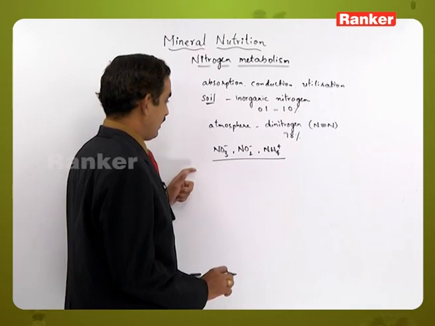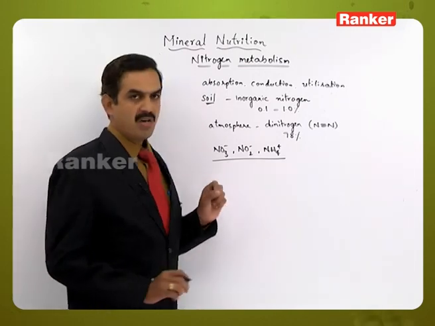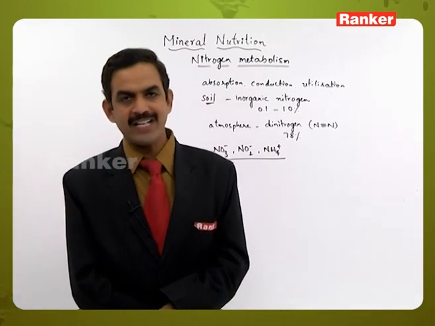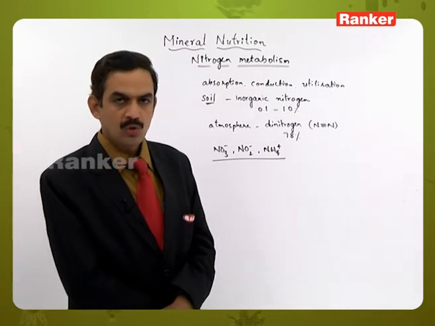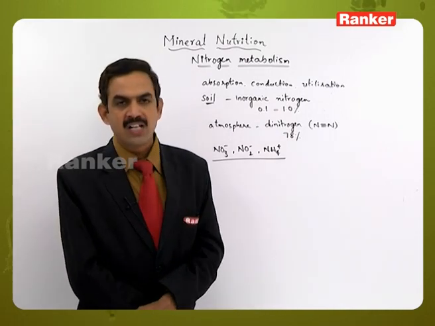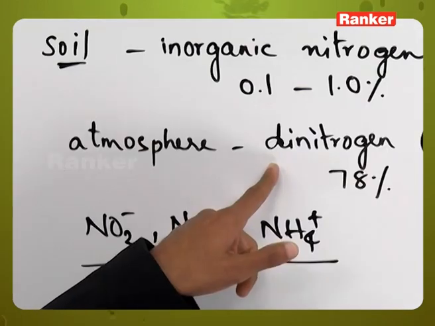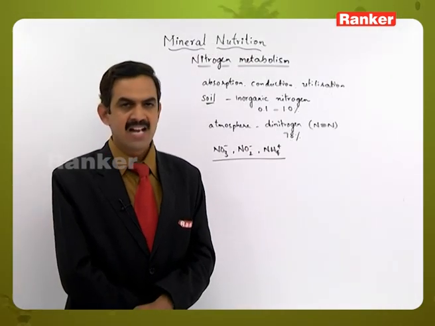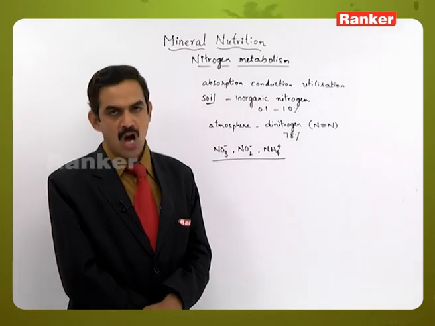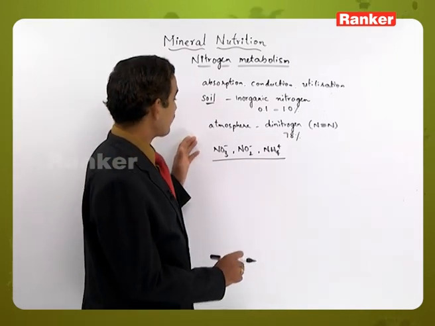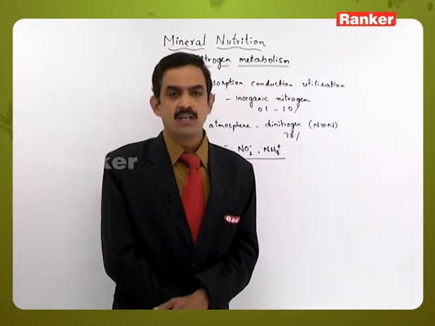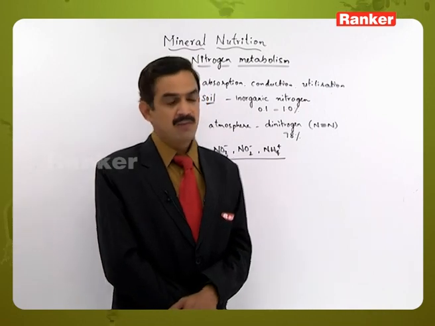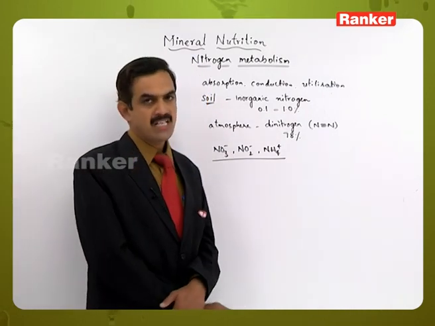In nitrogen metabolism, some organisms contain an enzyme called dinitrogenase, or we can call it nitrogenase enzyme. Only those organisms can utilize dinitrogen and convert it into an available form of nitrogen, that is, either nitrate, nitrite or ammonium ions. The conversion of molecular nitrogen into the ionic form is also studied under the nitrogen metabolism process.